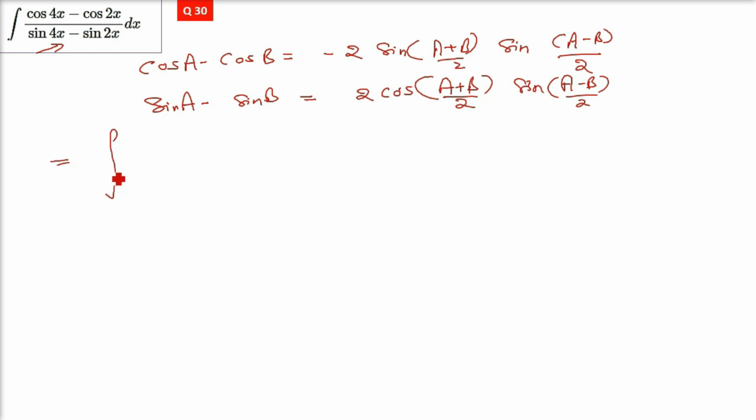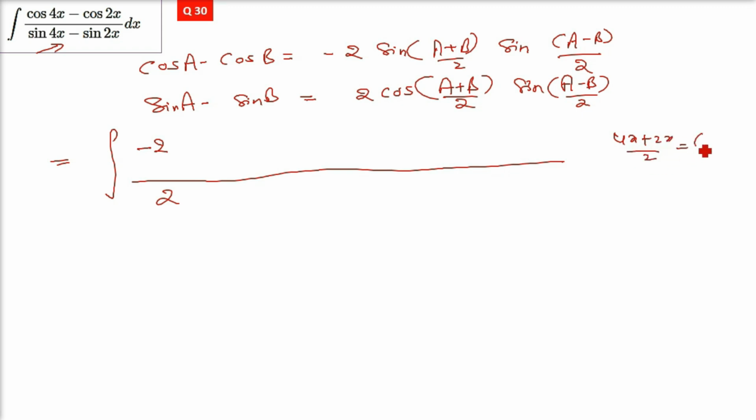Let us write these two in place of cos 4x minus cos 2x and sin 4x minus sin 2x. So this will be negative 2, which will remain there. Let us do (A plus B)/2 and (A minus B)/2. So we will have (4x plus 2x)/2, which is 3x, and (4x minus 2x)/2, that is going to be x. So we'll use this directly here. It will be sin of (A plus B)/2, already done, so it's 3x. Sin of (A minus B)/2, already done, it's x. So you can just write sin x here.